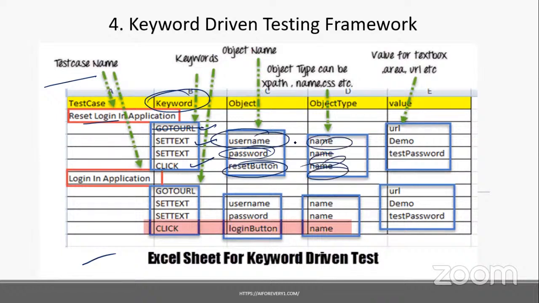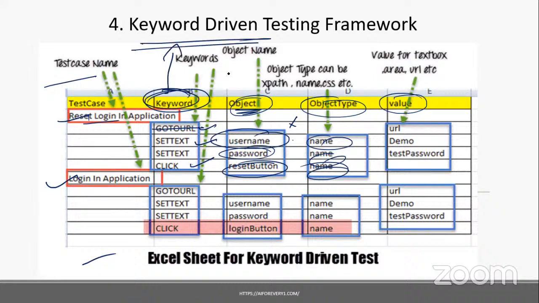We will inspect the object and give that value, and we mention it in the Excel sheet, not in the code. And what are all the values? That is nothing but the test data. Same way for the result application and login application, they will come up with all the keywords. Because of these keywords, they call it the keyword driven framework.